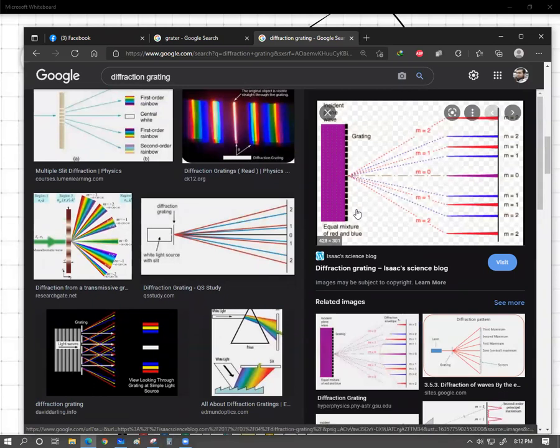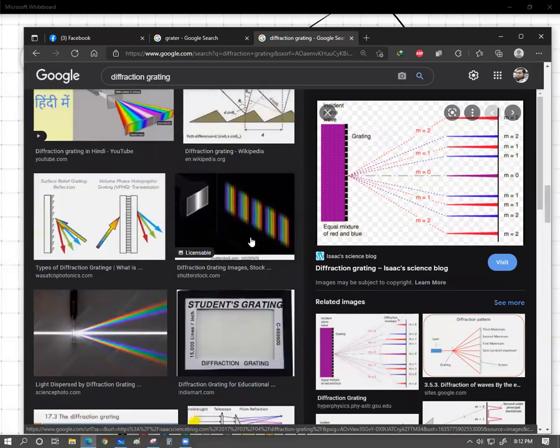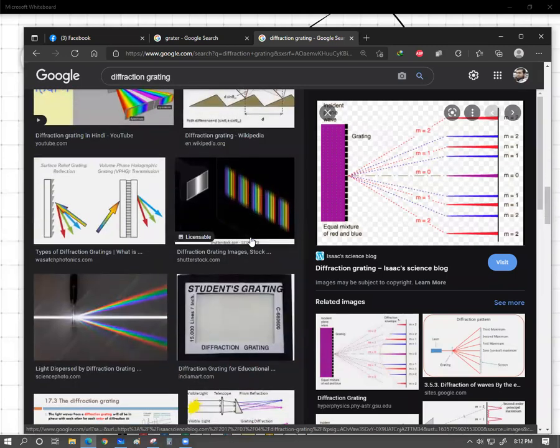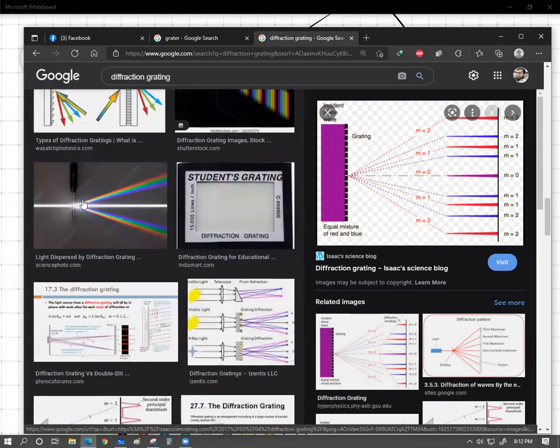This one can actually work pretty well. Also, sir, can we make a rainbow out of this diffraction grating? If we use white light, we can make a rainbow even out of the double slit experiment because different colors are going to separate at different angles.